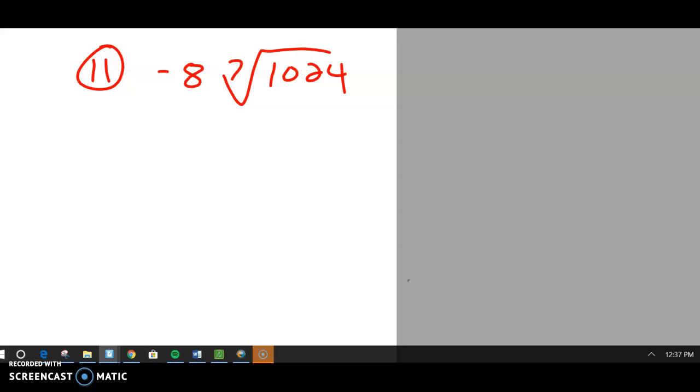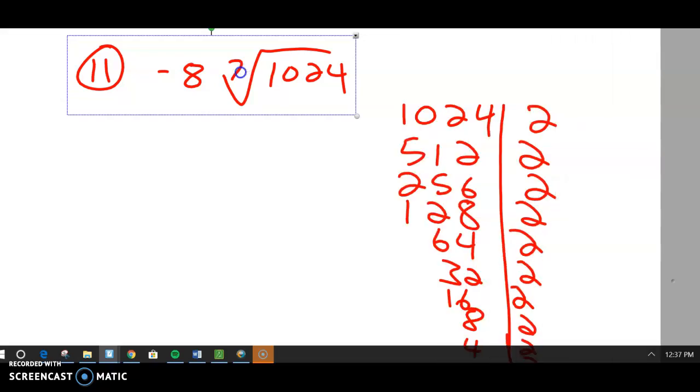All right, now we are used to finding the square root of a number, and we find groups of 2. When we have an index, in this case the 7, that's going to be how many we need in each group of factors. Okay, so we are going to take 1,024 and we're going to break it up.